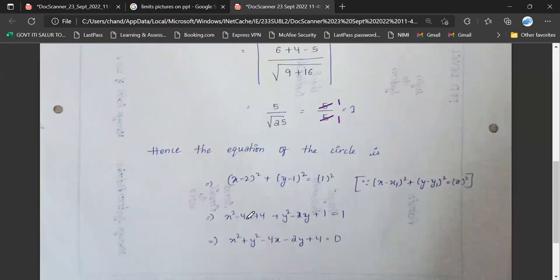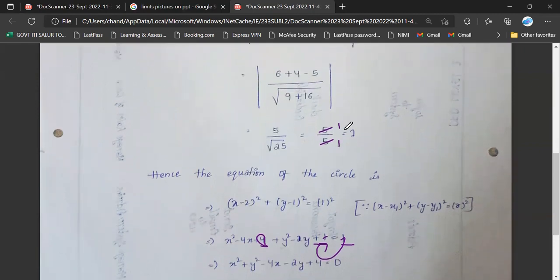So we have x square minus 4x plus 4 plus y square minus 2y plus 1 is equal to 1. So we take this 1 to this side, so that we have x square plus y square minus 4x minus 2y. Here 4 and 1, and here we take the 1 also. The 1 and 1 get subtracted. Then the remaining constant is 4. So x square plus y square minus 4x minus 2y plus 4 is equal to 0.